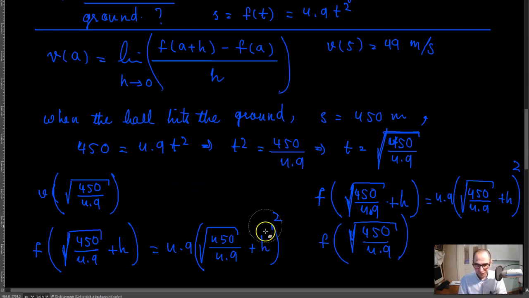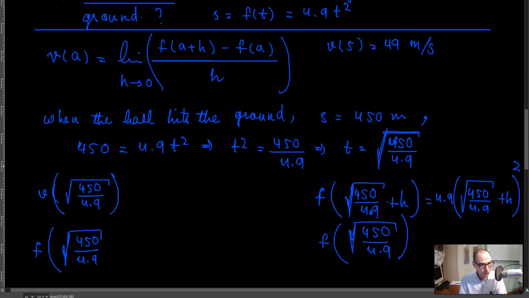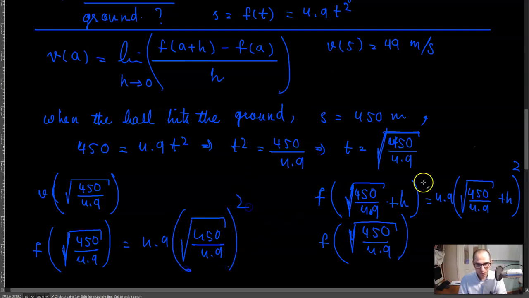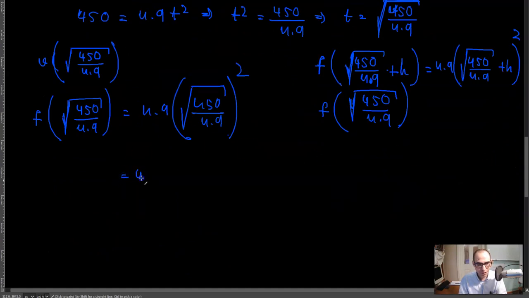And f of the square root of 450 by 4.9 would be the same thing as 4.9 times the square root of 450 divided by 4.9, whole squared, which would be the same thing as 4.9 times, and this raised to the second power becomes 450 divided by 4.9, and then cancel these out, is equal to 450, right? So this is equal to 450.